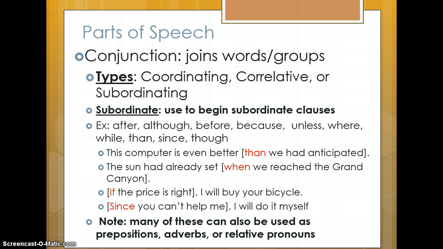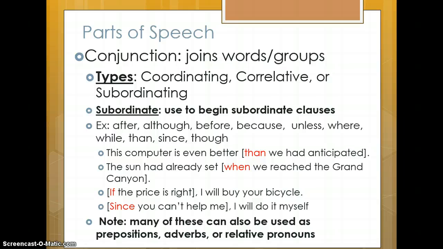But they're subordinate because they're not the main clause of the sentence. So you could say this clause, this computer is even better than we had anticipated. Than we had anticipated is a subordinate clause, and than is the conjunction which introduces it. The sun had already set when we reached the Grand Canyon. If the price is right, I will buy your bicycle. Since you can't help me, I will do it myself. In all of those instances, what I have there in brackets are not necessary. They're not vital to the understanding of the sentence.